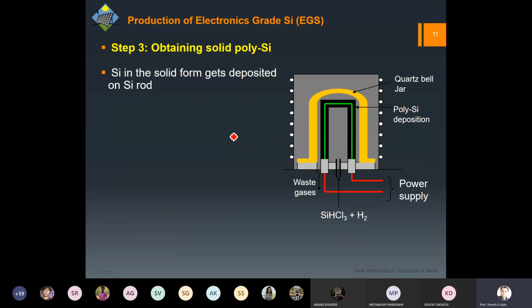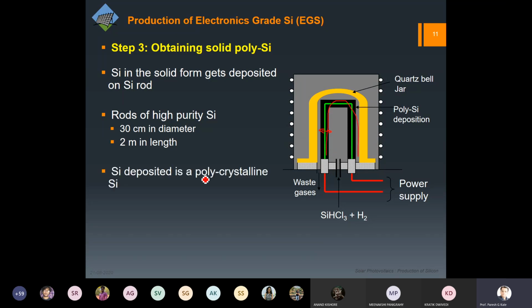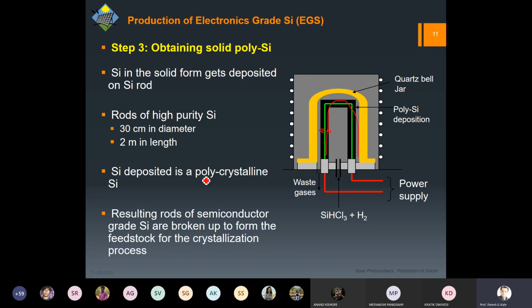So here silicon is deposited in solid form, and if you see the dimension of this, it is roughly 30 centimeter in diameter, and the complete length can be about 2 meter. And this is deposited as polycrystalline silicon. Of course this is still not pure, relatively pure, of course. So we want to purify it further. And there is one more point. You can see the shape of the silicon we have obtained.